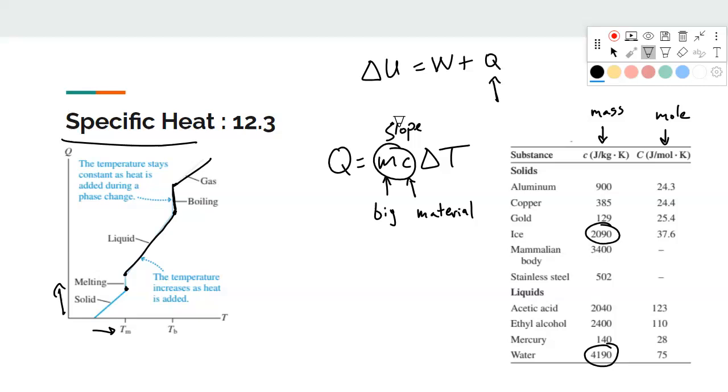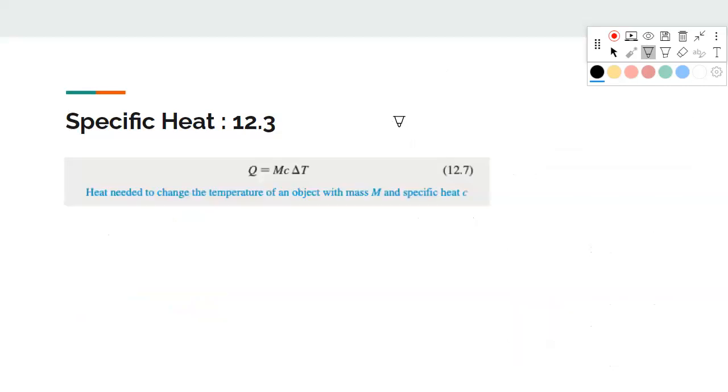Okay, any questions? We're going to dig in a little bit more into specific heat and into these phase transitions, but any questions at the moment on any of these things? Okay. So yeah, we've got the equation here for you in a little bit nicer form.